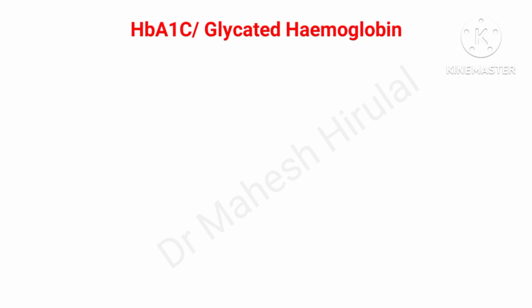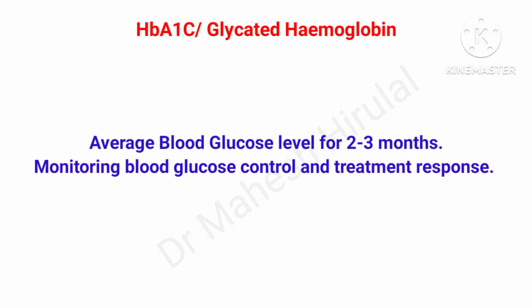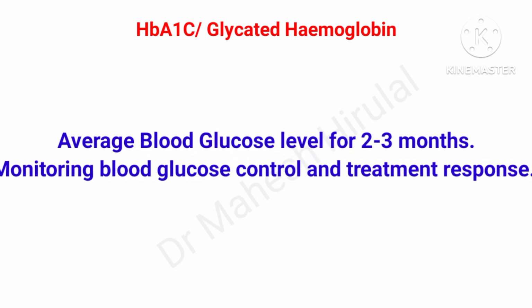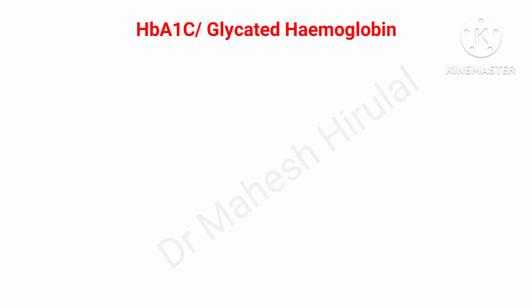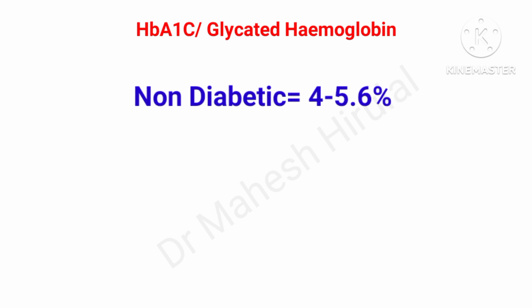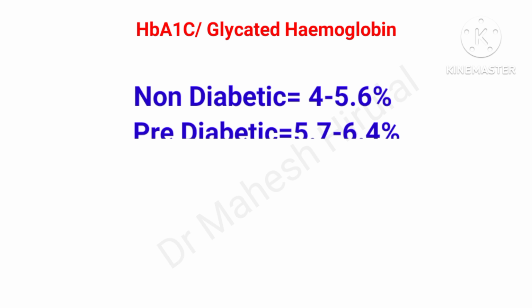HbA1c, also called glycated hemoglobin, is the most important test to diagnose diabetes mellitus. It is also used to monitor blood glucose control and to see the treatment response. The HbA1c gives the average blood glucose level of 2 to 3 months duration. The reference ranges for HbA1c are: 4 to 5.6 percent is non-diabetic, 5.7 to 6.4 is pre-diabetic stage.